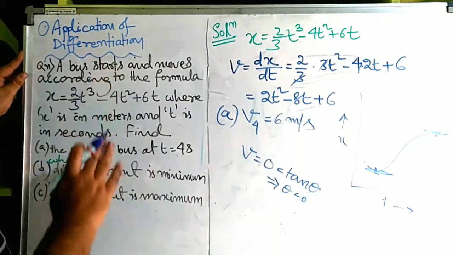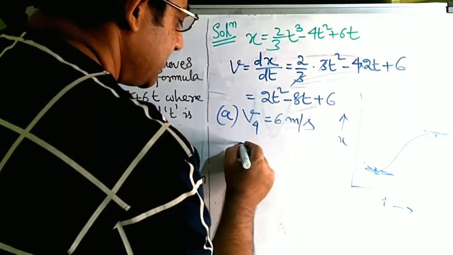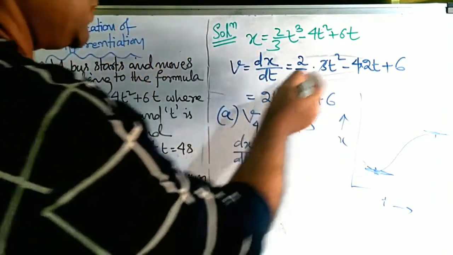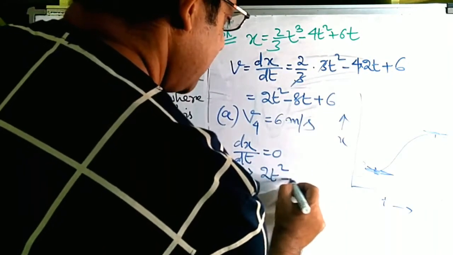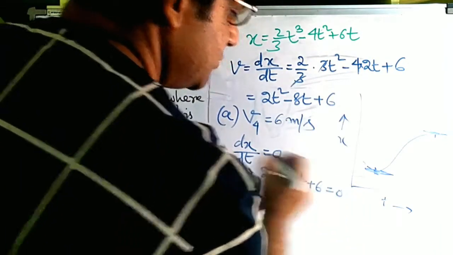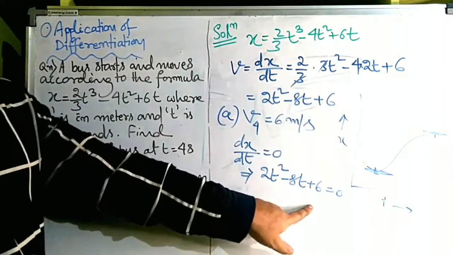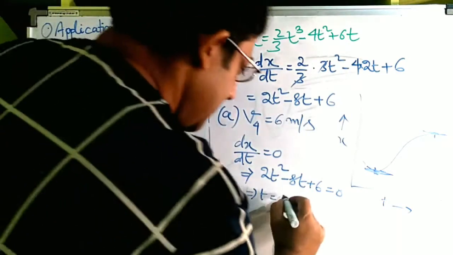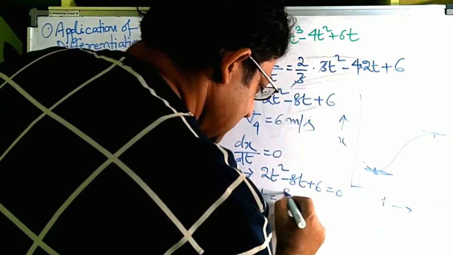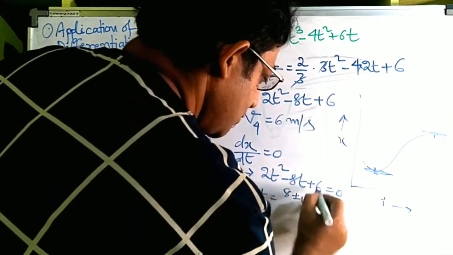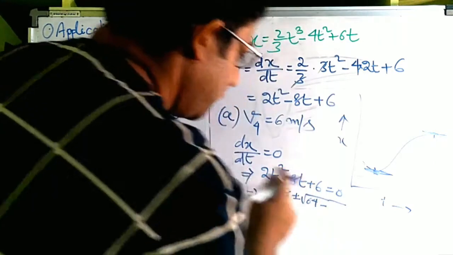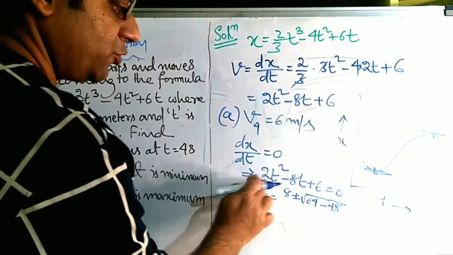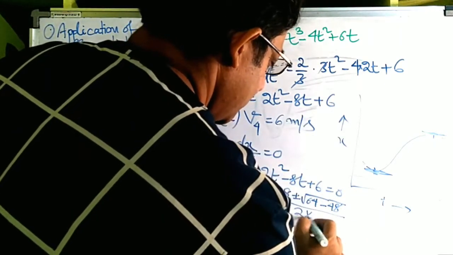Now to find it maximum or minimum, first we will make dx by dt. Our first condition is dx by dt is equal to 0. That implies dx by dt, just now we found out, 2t square minus 8t plus 6 is equal to 0. Now this is a quadratic equation. So you can find out that t is equal to minus b plus or minus root under b square minus 4ac by 2a. So minus b is minus of minus 8, plus or minus root under b square 64 minus 4ac, 48. I am writing directly 4 into 2 into 6, divided by 2a, 2 into 2.